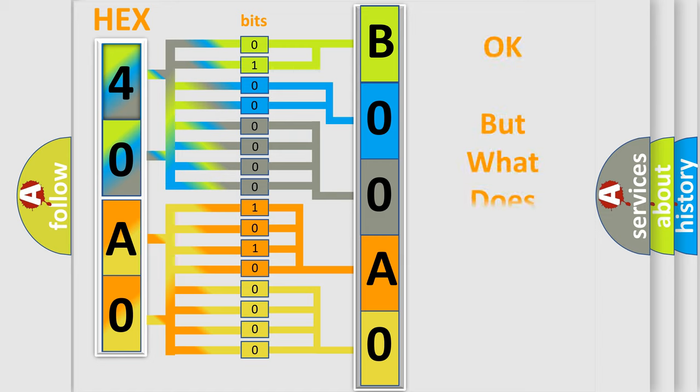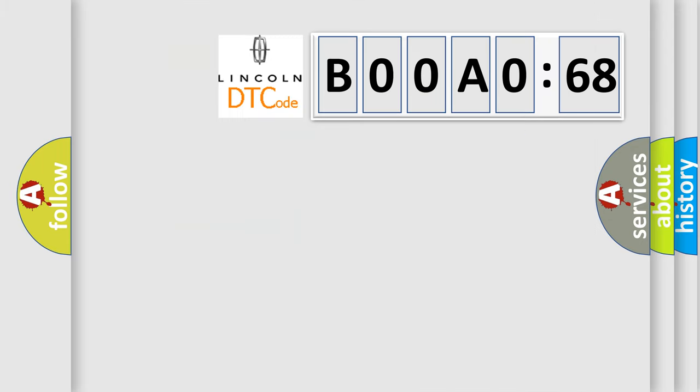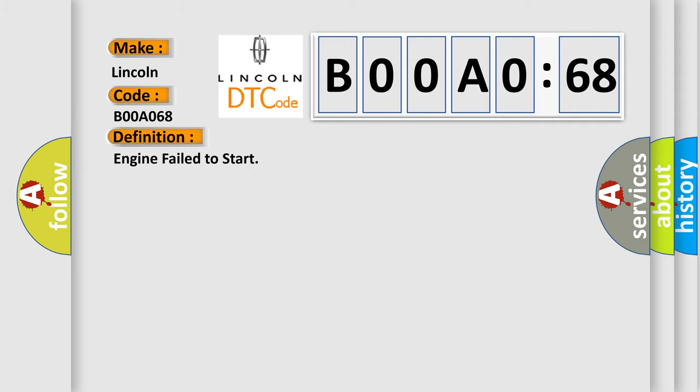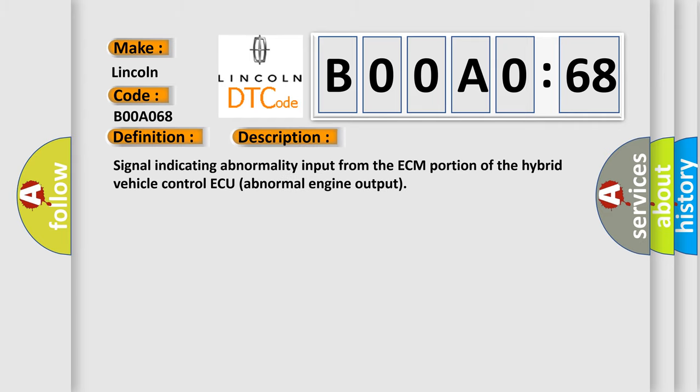The number itself does not make sense to us if we cannot assign information to what it actually expresses. So, what does the diagnostic trouble code B00A0-68 interpret specifically for Lincoln car manufacturers? The basic definition is engine failed to start. And now this is a short description of this DTC code. Signal indicating abnormality input from the ECM portion of the hybrid vehicle control, abnormal engine output.